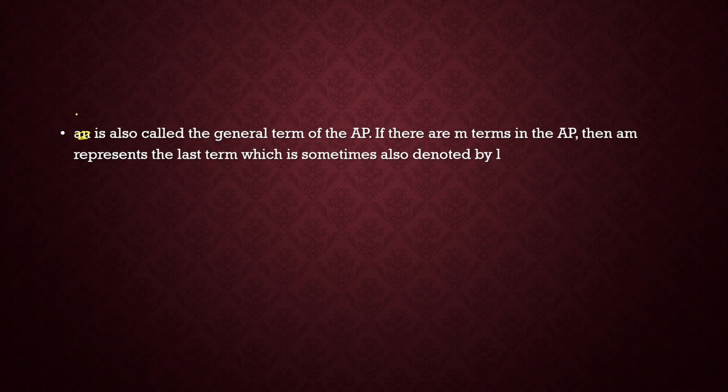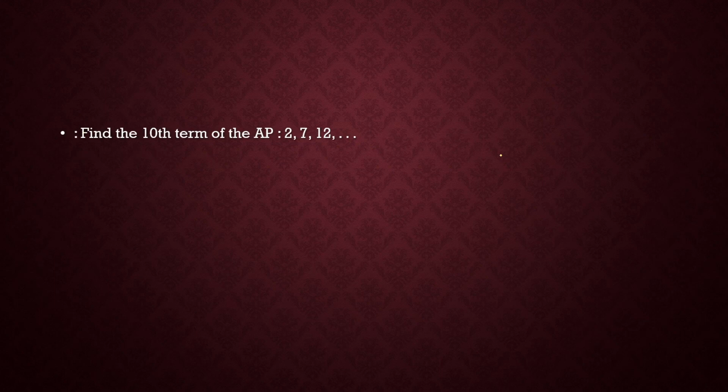So this is an, the nth term. It's also called the general term of an AP. If there are m terms in the AP, then am represents the last term, which is denoted by L. So we also denote the last term of an AP using the symbol L. Now, from here onwards, we are going to solve only questions. So let's start with the first question.